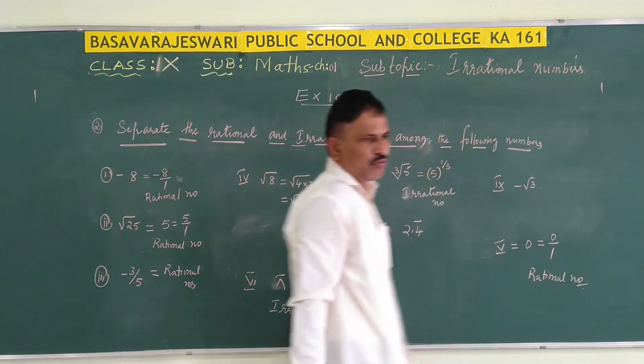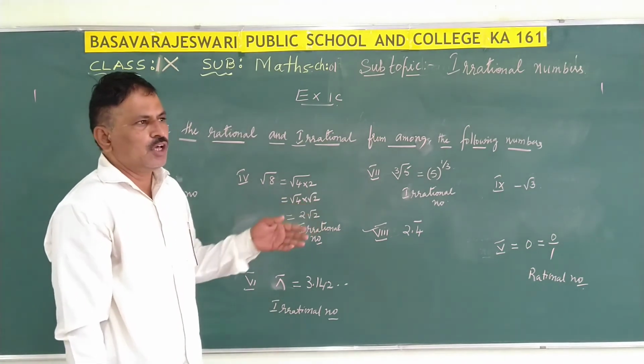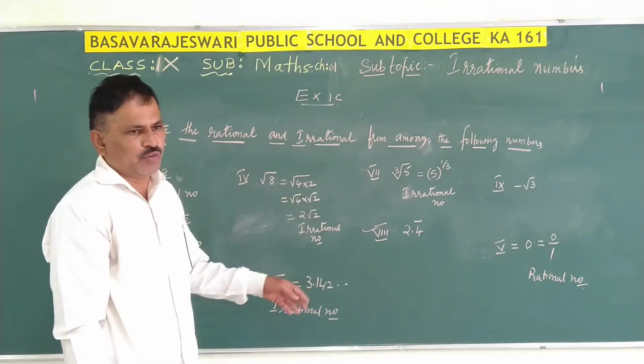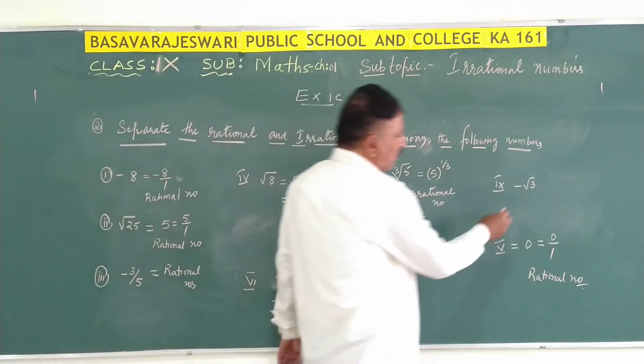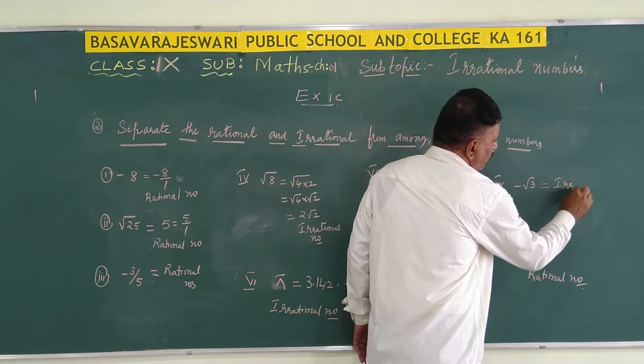Already I gave the value of root 3. We know that root 3, root 2 as well as root 7 I gave as irrational numbers. Even root 5 also. So therefore root 3 is an irrational number, and the negative of that is also an irrational number.